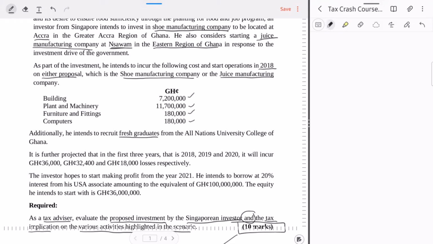Then it's further projected that in the first 3 years, that is 2018, 2019, and 2020, the business will incur 36,000, 32,400, and 18,000 losses, respectively.